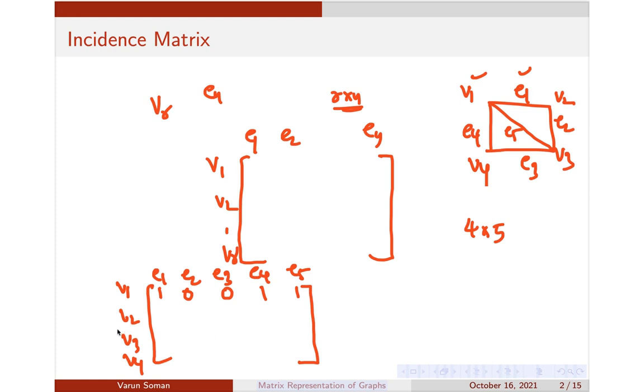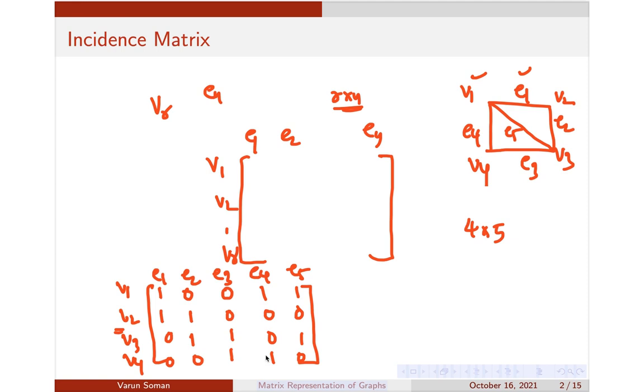Now look at the next vertex, V2. E1 and E2 are incident at V2, so I'll put 1, 1 there. None of the rest of the edges are incident at V2, so everything else would be 0. Now look at V3. E2, E3 and E5 are incident, and no more edges are coming, so the rest is 0. For V4, E3 and E4 are coming, so you have 0, 0, 1, 1, 0. So this is the incidence matrix.